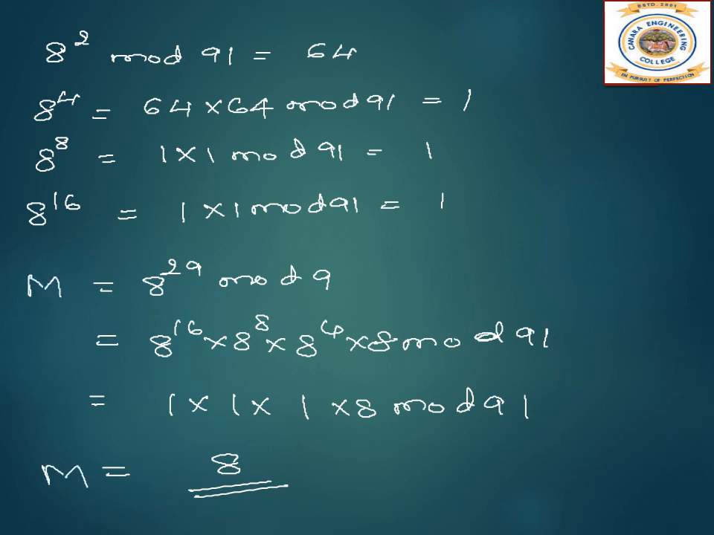So we had taken the plain text as 8. After the encryption process, we got the ciphertext as 8. Again, doing the decryption process, we got the answer as 8. So this is the way we have to do the RSA encryption and decryption process.